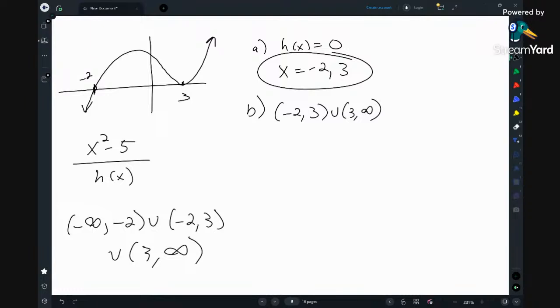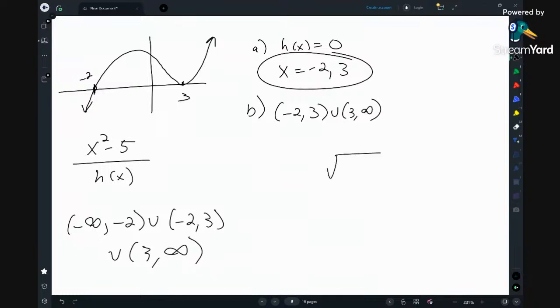I'll say that one more time. This is division. We don't care about the top. That was a distractor. We don't want this to be 0. When is that 0? Right here. So we need to exclude -2 and 3. Don't include it. Don't include it.